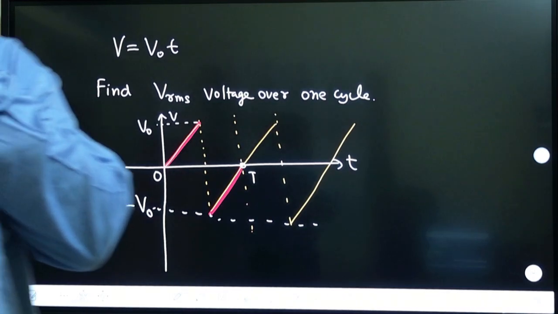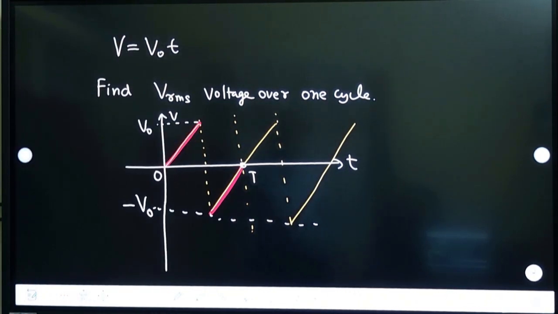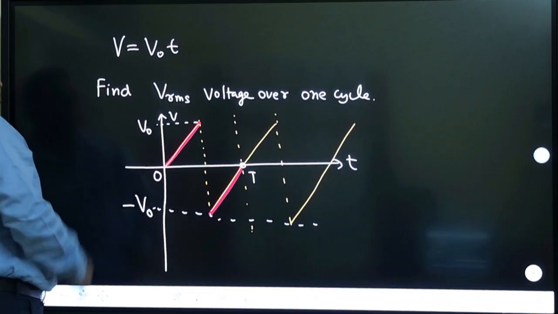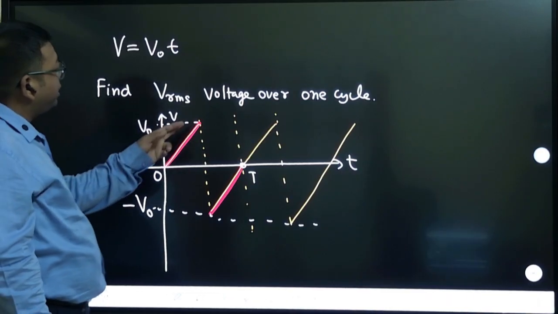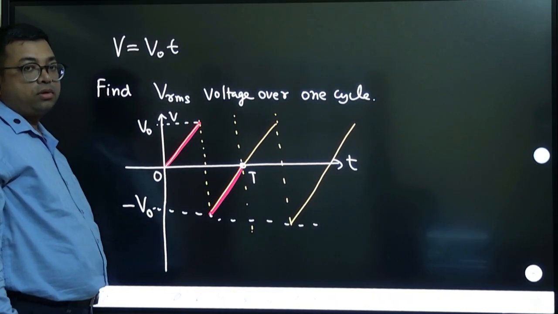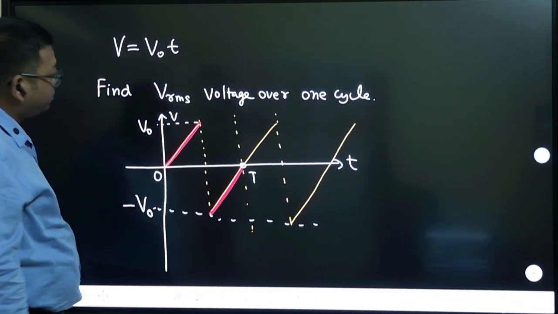How do you solve this? First of all, this graph is given, the function is given, only a straight line, but this straight line equation is only for this part. The other part you have to think about.